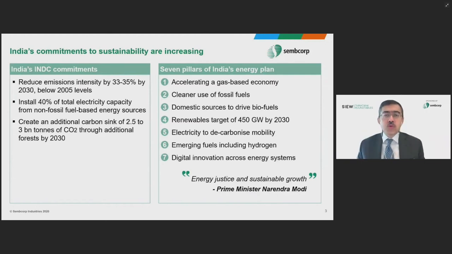And then, but also if you look at hydrogen, decarbonizing mobility and digitization. So it's, I would say, if anything, the commitments are increasing, they're spanning the energy sector, and not only are they focusing on sustainability, but they are also focusing on security or energy security, because as most of you would be aware, India has one of the highest percentage of imports of fossil fuels among all the major economies of the world.